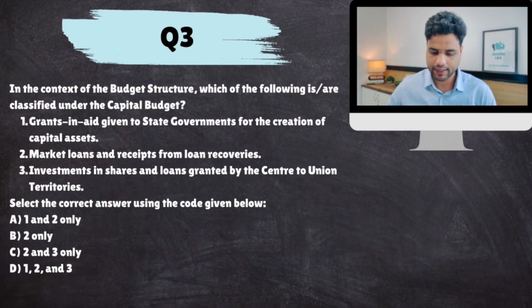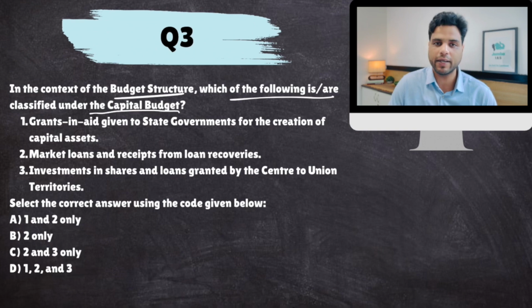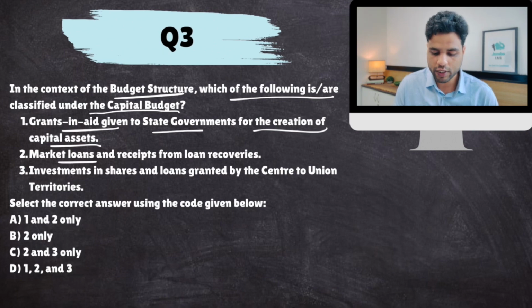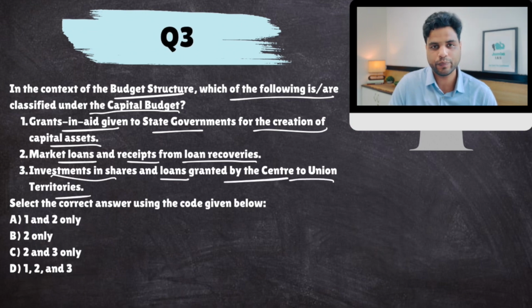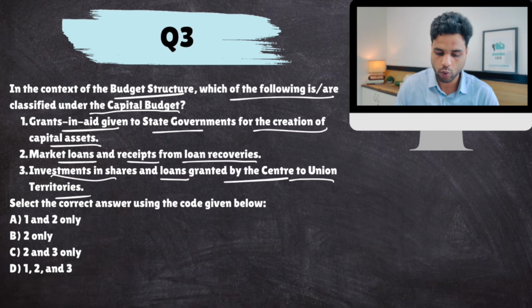Right? Next. In the context of budget structure, which of the following are classified under the capital budget? Grants in aid given to state governments for creation of capital assets, market loans and receipts from loan recoveries, investments in shares and loans granted by center to union territories. Okay. Now, we have covered this capital and revenue account in our fiscal policy chapter. So this question should be very easy for you.